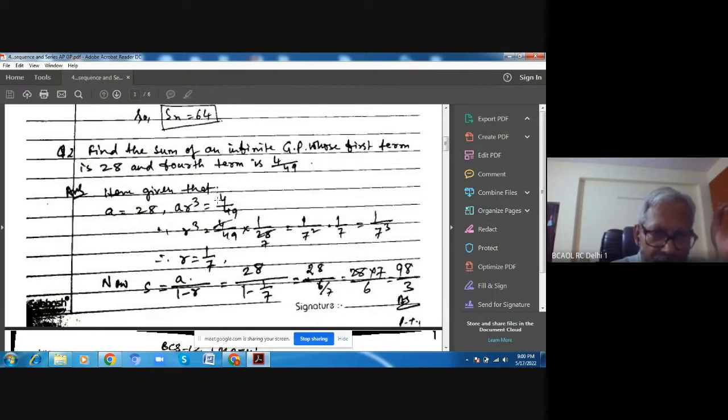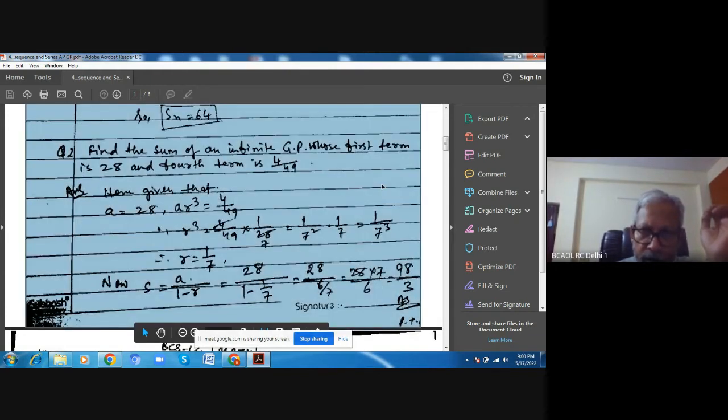The fourth term formula is a r to the power 3 is equal to 4 by 14. That's your fourth term. First term, second term, and fourth term. So r is defined. r is equal to 1 by 7. When you get the r value, you can put it here. So a value you know, a value is there, and r value is there. Then you can get it. This is the way GP comes.